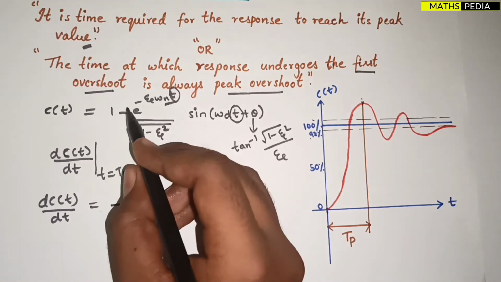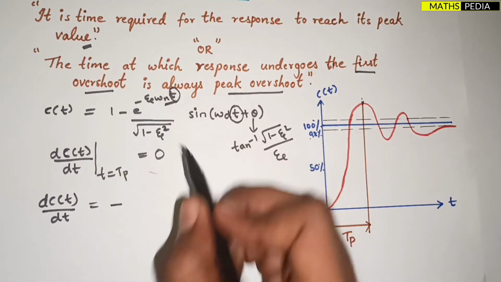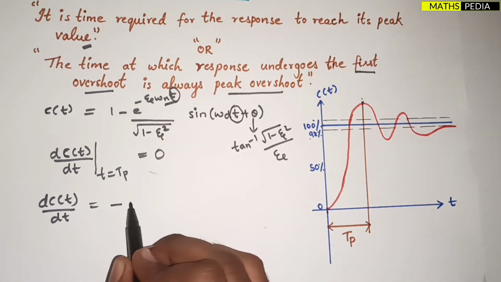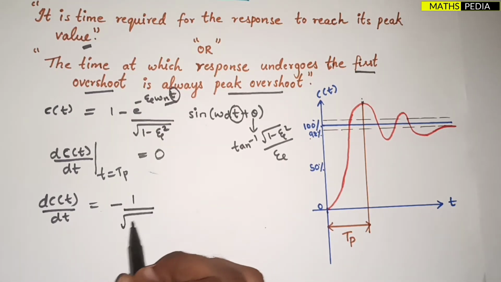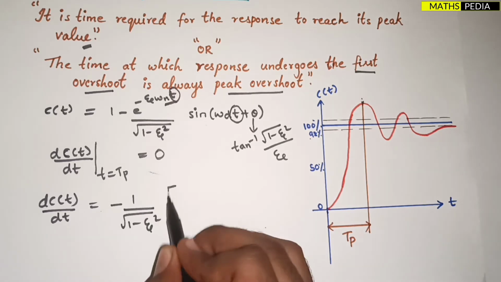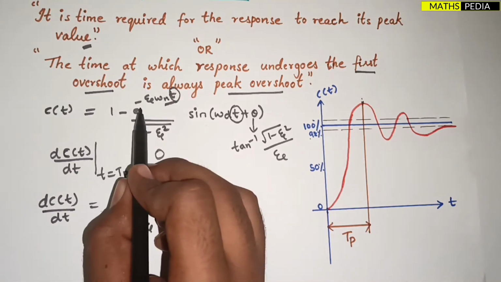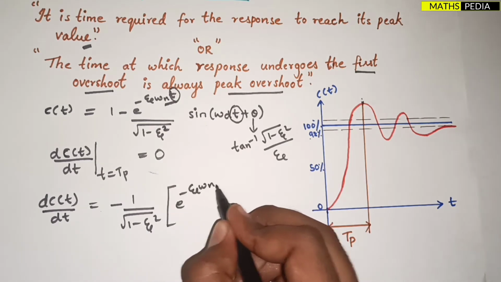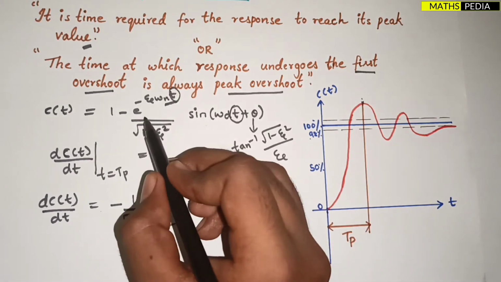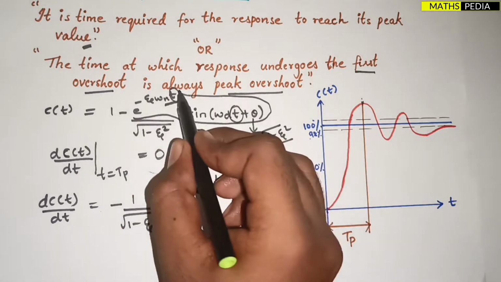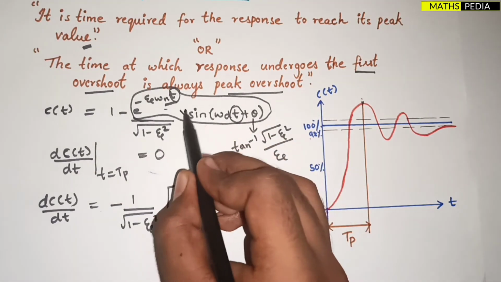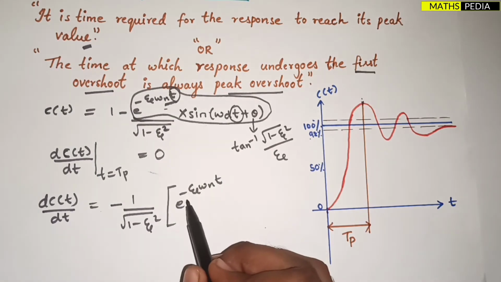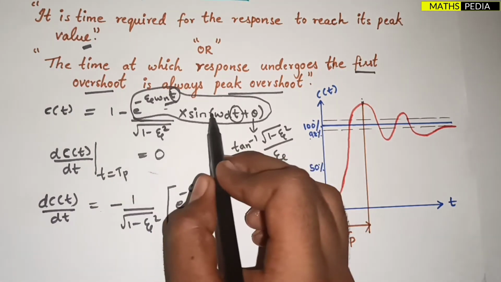We'll start with minus, e power minus zeta omega n t. I'll take this constant outside, so 1 by under root of 1 minus zeta square. Now we'll differentiate e power minus zeta omega n t times sine of omega d t plus theta. This is actually u into v, only these two terms are there. This is a multiplication, so we apply the product rule: first term into the first, and second term.